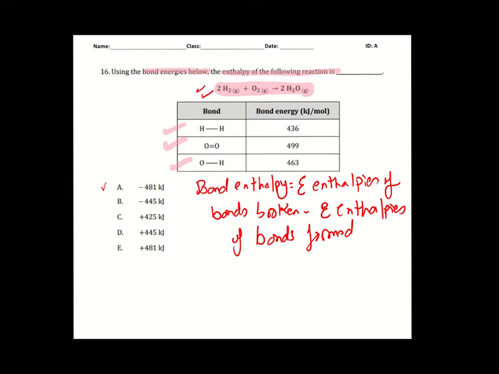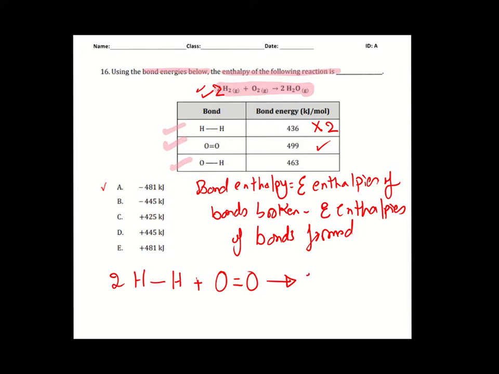Looking at the equation, you have the bonds given to you. I have here 2H2, so you need to multiply this value by 2. For O2, you will use it as it is. And for H2O, as you know, this is the equation to show the bonds.